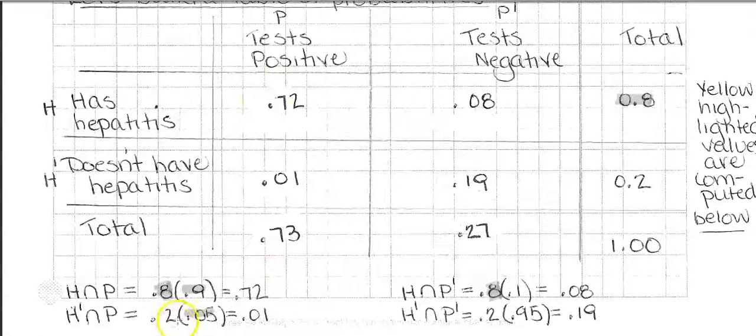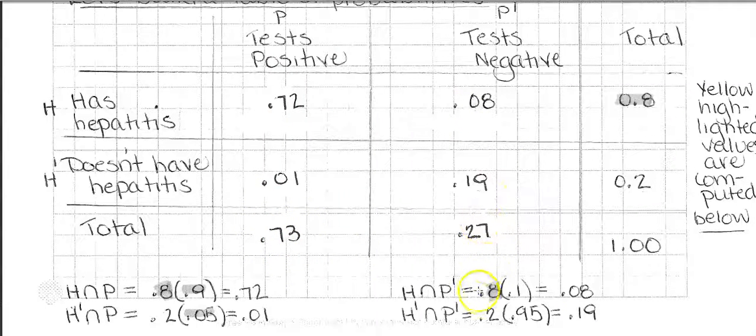Down here we have a person who doesn't have hepatitis, but tests positive anyway. That's the 20% of the population without hepatitis even though they have these symptoms, and the 5% false positive rate. Multiplying those two together, we get 0.01. Adding these two, the probability of testing positive is 73%.